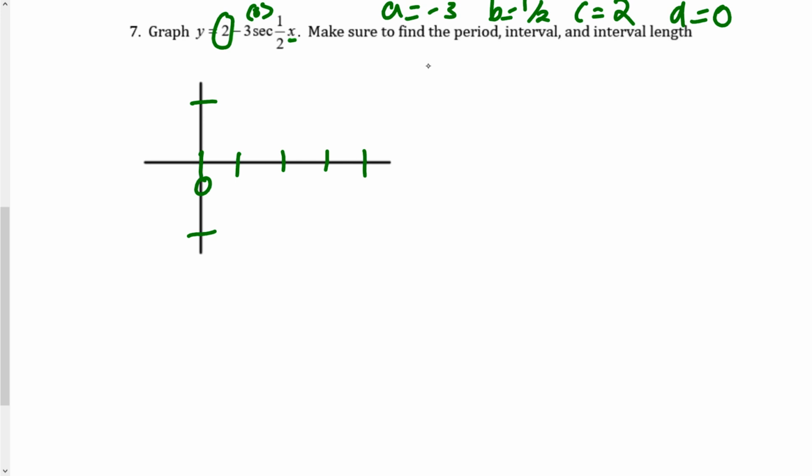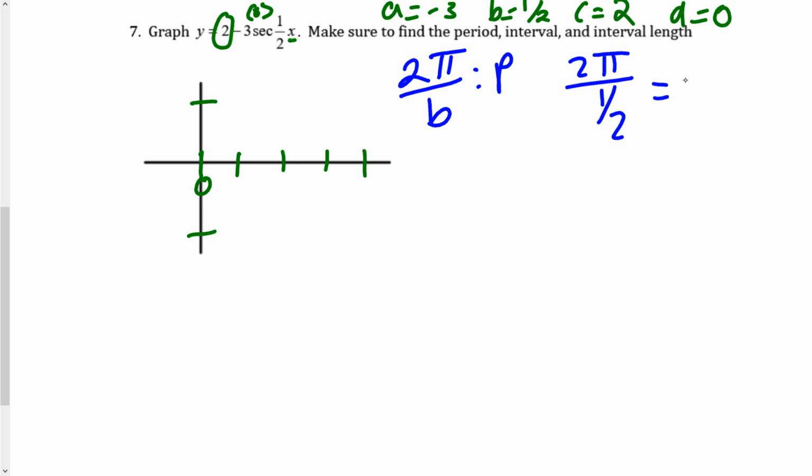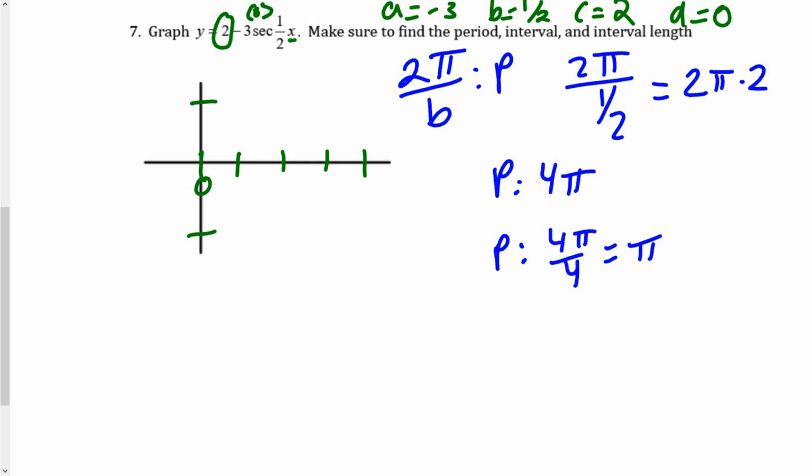Alright, so our normal period for cosine or secant is 2 pi. We're going to divide that by our b. So we take 2 pi and divide it by our b, which is 1/2. And when you divide by 1/2, you multiply by 2. So 2 pi times 2 is 4 pi. So you're going to go 4 pi long, that's your period. So your interval is going to take that period and divide it by 4, so that's pi.